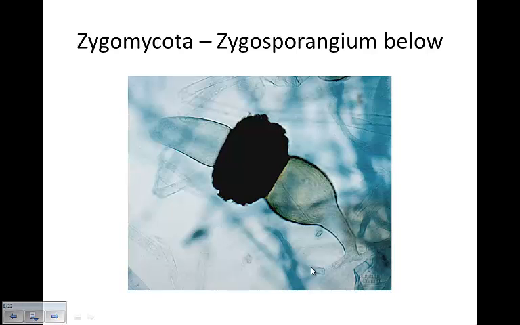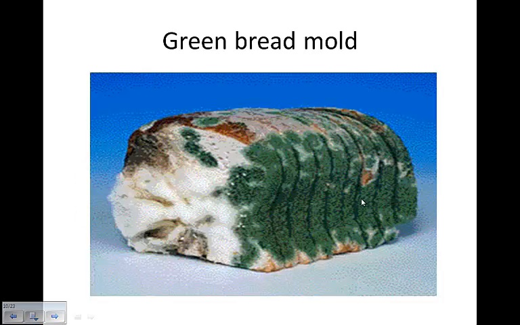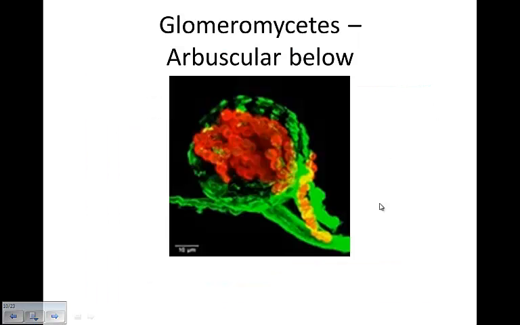Examples are the mycorrhiza and Rhizopus stolonifer, the black bread mold, which is the common name, and then penicillin, which is the green bread mold. Those are all part of Zygomycota. And then we have the Glomeromycetes, and these are endomycorrhiza, and they're called arbuscular, and they're tree-shaped. So they have this tree shape to them.